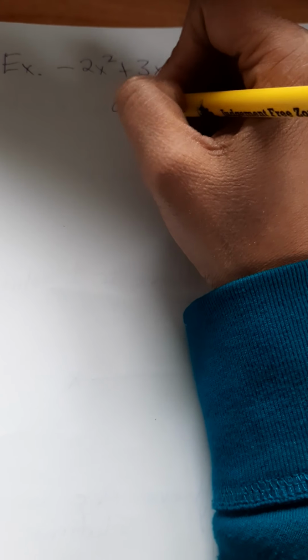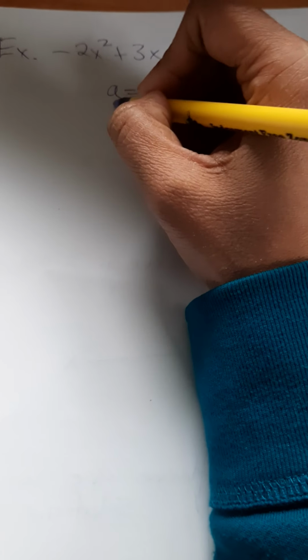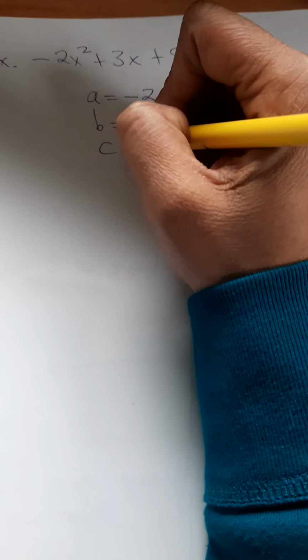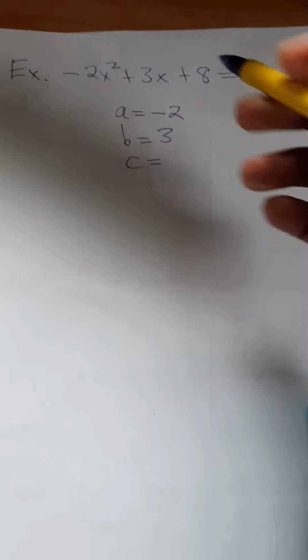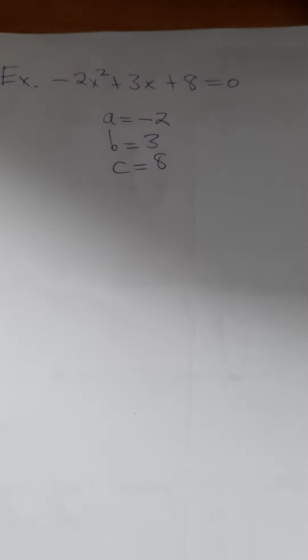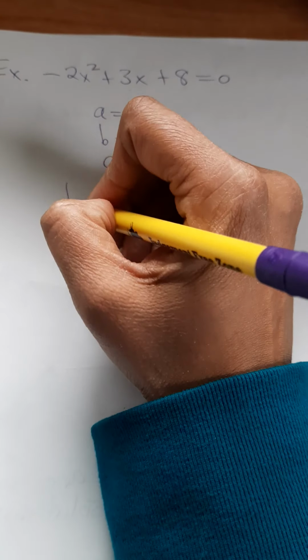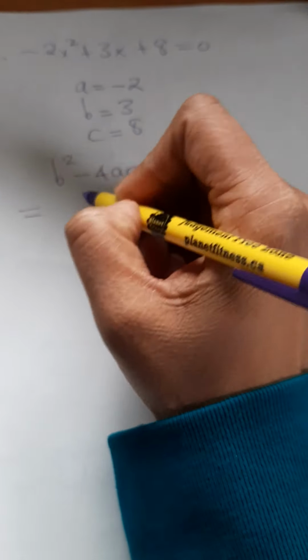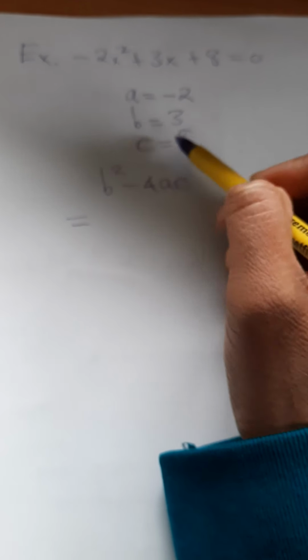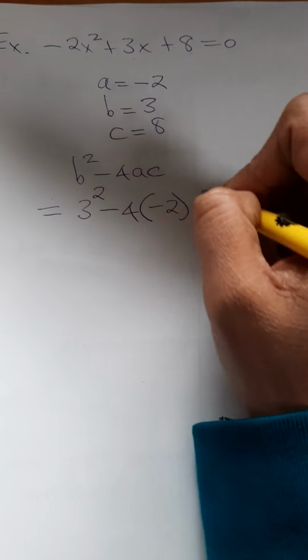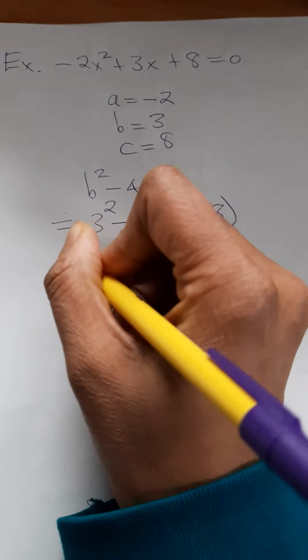So one more time, the value for a here is negative 2. The value of b is the middle term, so it is 3. And the value of c is going to be positive 8. Okay, so just like this. I'm going to plug it into the discriminant. So b squared minus 4ac. Okay, and it's always better when you're writing out what your values are. So 3 squared minus 4 times a, which is negative 2, and times c, which is equal to 8.